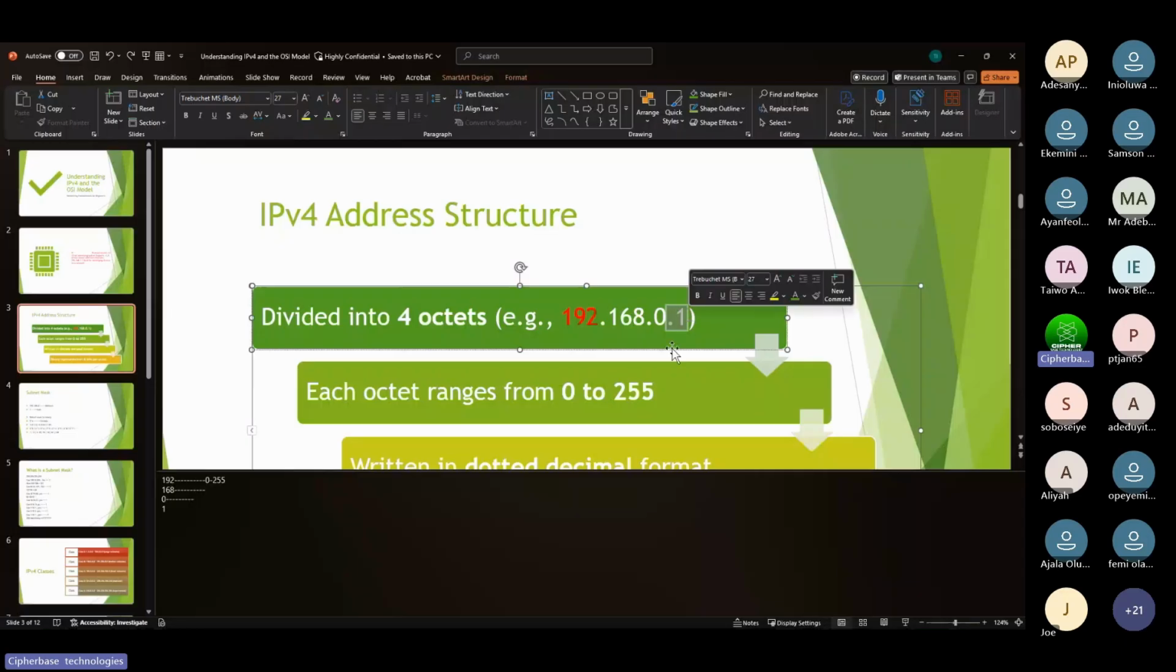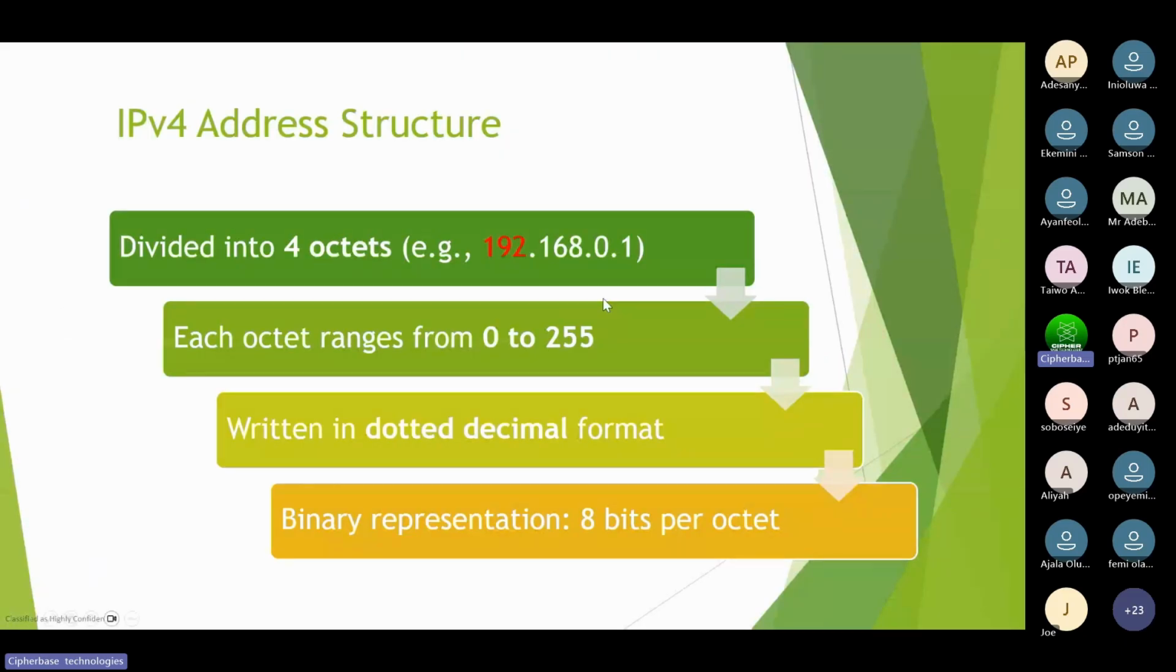If you can see my screen, this is 192, the first octet, and this is 168, the second octet, 0 the third one, and this one the fourth one. Like I said, each part is called an octet, divided into 4: 1, 2, 3, 4. And they can each go from 0 to 255. This 192 can go from 0 to 255, and so can 168 and 0.